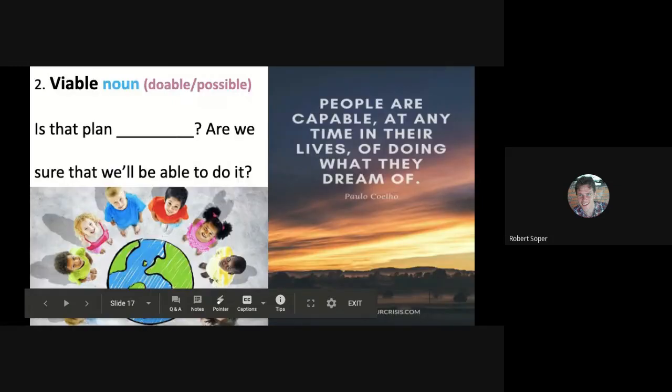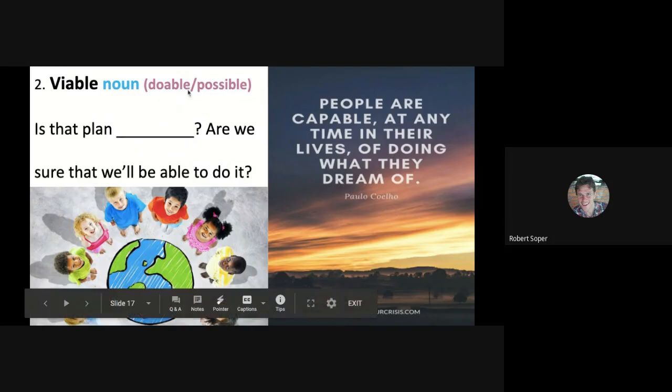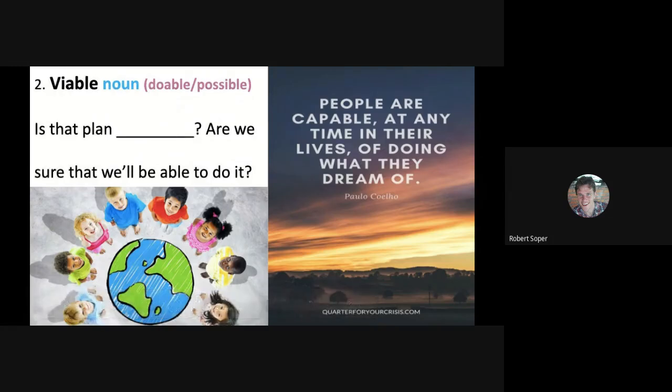Okay, let's move to the next word. The next word is viable. Viable. It's a noun. And it basically means doable or possible. How would we put that in a sentence? We could say, is that plan viable? Are we sure that we'll be able to do it? So that makes sense because we're asking, is that plan doable? Are we sure that we'll be able to do it? Remember, viable means doable or possible.